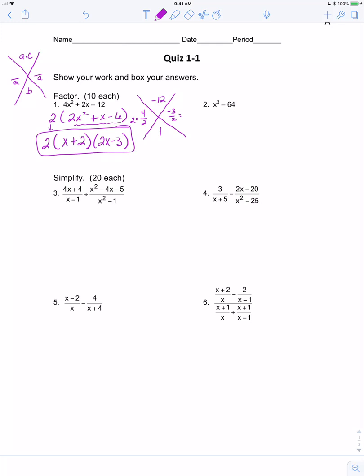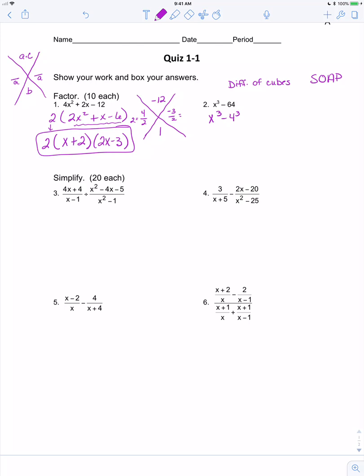Okay, the second one is the difference of cubes. And hopefully you learned a little acronym called SOAP to do that. So I would like to rewrite these. That's x cubed minus 4 cubed. 4 cubed is 64, so I know what my a and b are.